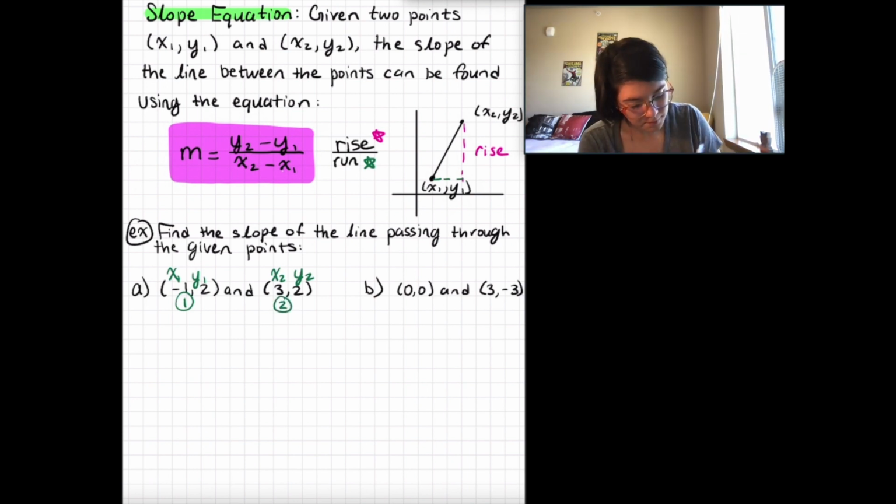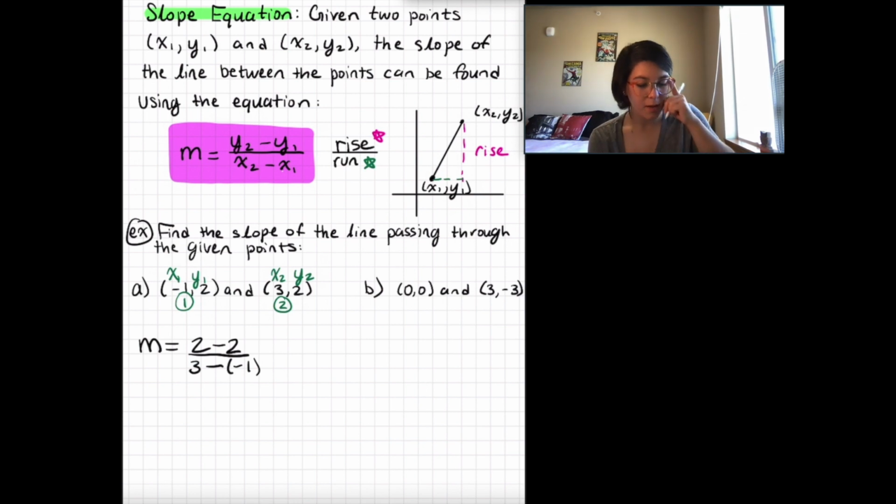Using our equation, our slope, m, is going to be y2, which is right here, it's 2, minus y1, which is also 2, over x2, which is 3, minus x1, which is negative 1. So remember, since we have a negative 1, we plug that in for x, but we also are subtracting it. So minus negative 1.